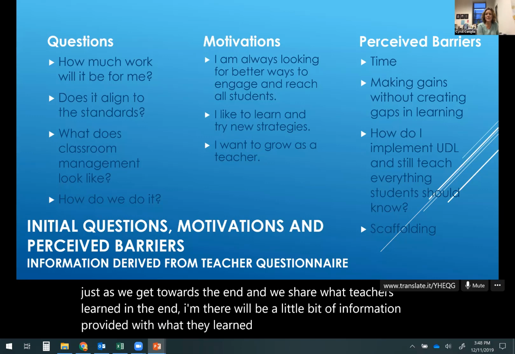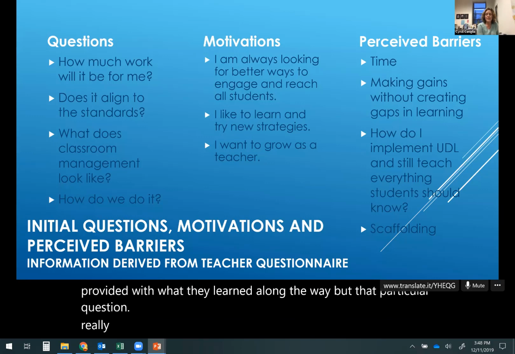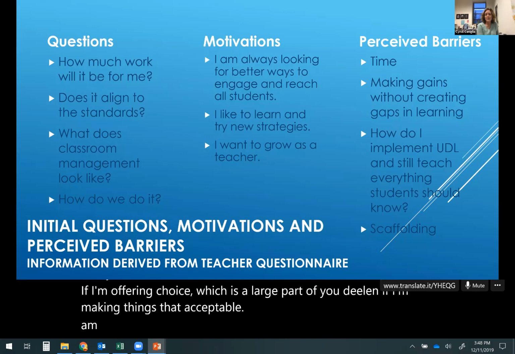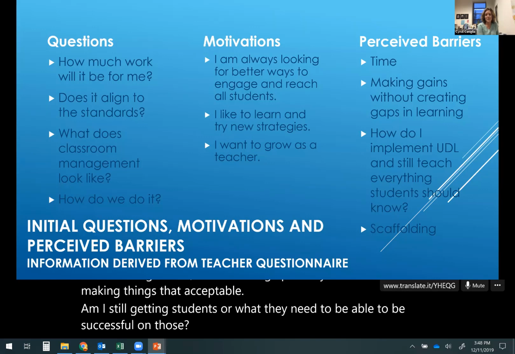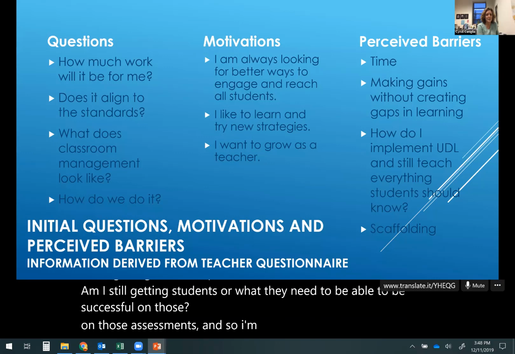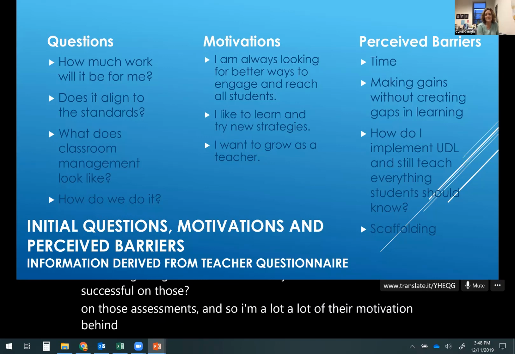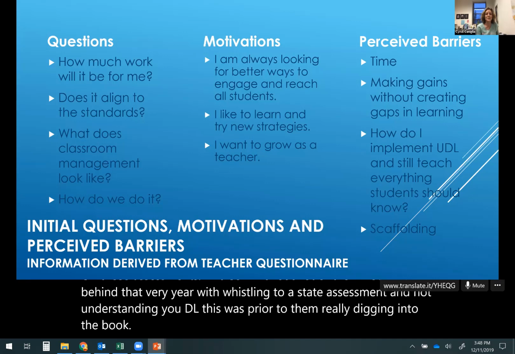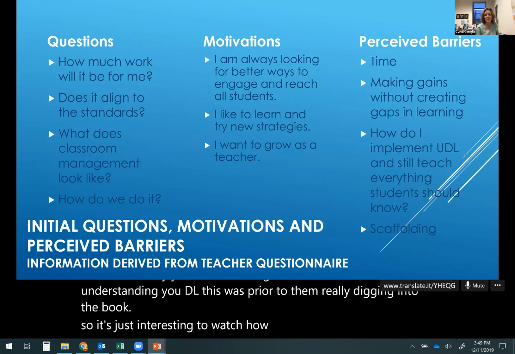But that particular question really was around assessments, state assessments, and if I'm offering choice, which is a large part of UDL, and if I'm making things accessible, am I still giving students what they need to be able to be successful on those assessments? And so a lot of their motivation behind that barrier was linked to a state assessment and not understanding UDL. This was prior to them really digging into the book. So it's just interesting to watch how this particular piece unfolds in our journey.